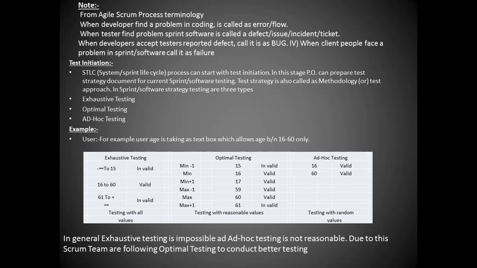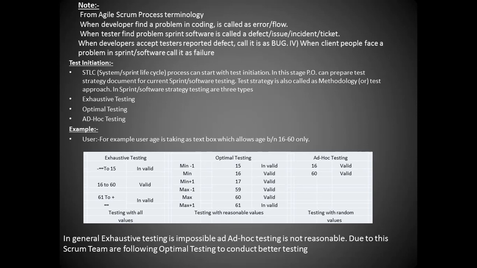Here, test initiation in the software test life cycle is the first part. The system or sprint life cycle process starts with test initiation. In this stage, the PO can prepare the test strategy document for the current sprint or software testing.